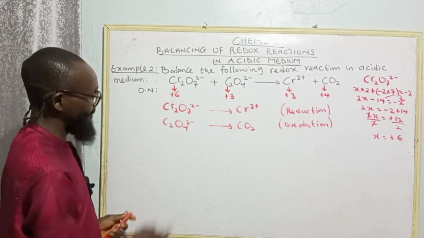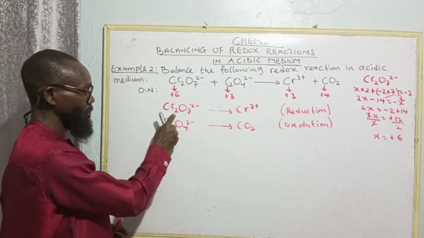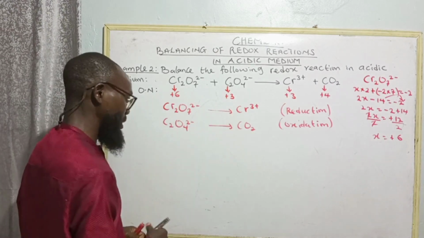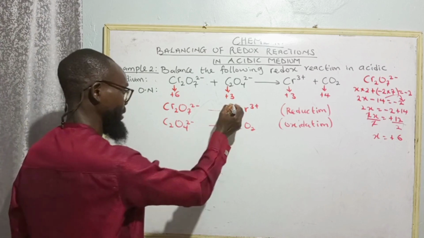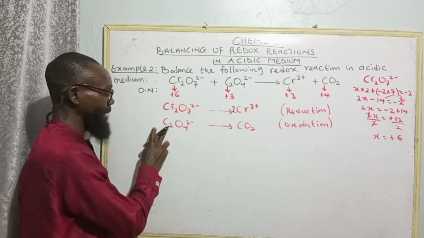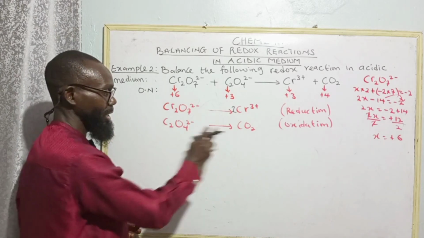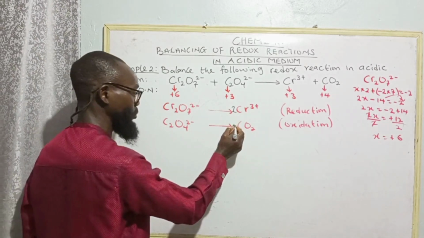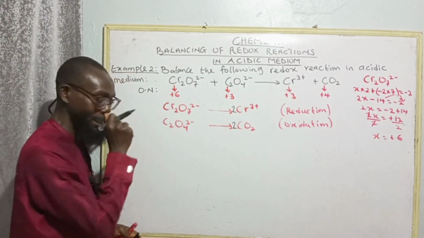Okay? How many chromium is here? We have 2 chromium and we have 1 chromium here. To balance this, we have to put 2 here. How many carbon is here? We have 2 carbons. Carbon here we have 1. To balance this, we have to put 2 here. So I've balanced the atoms.